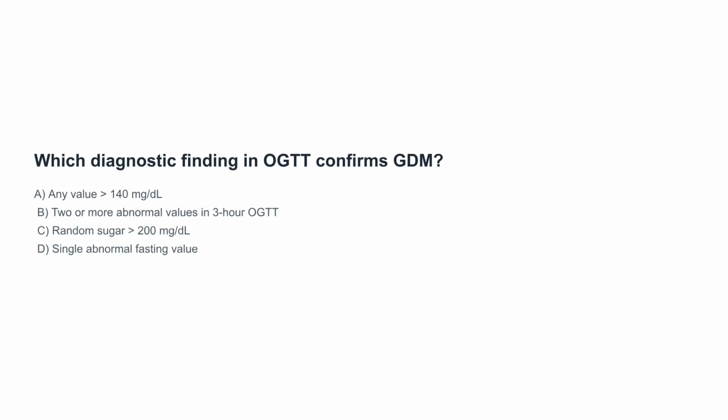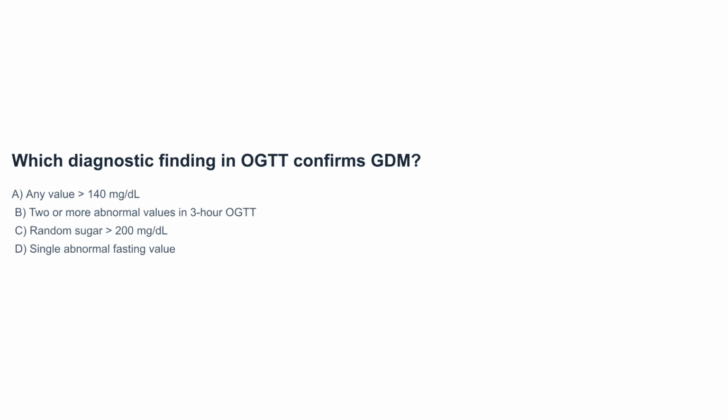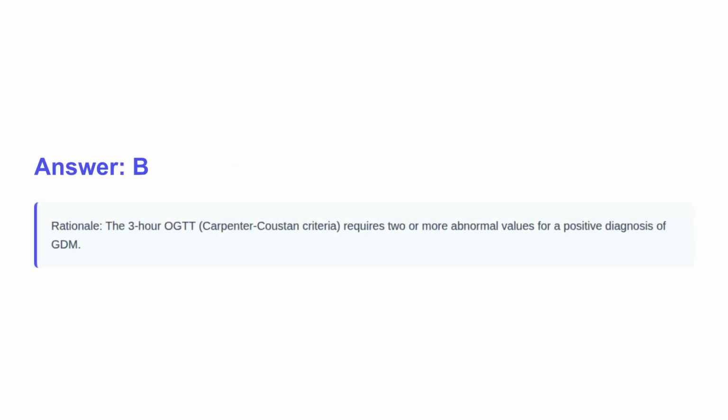What is the target HbA1c for a pregestational diabetic patient planning pregnancy? Choices are less than 6.5%, 8.0%, 10%, or greater than 9%. The correct answer is A. A target HbA1c of less than 6.5% before conception and during pregnancy minimizes the risk of congenital anomalies and other adverse outcomes.